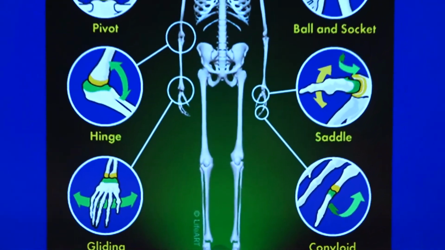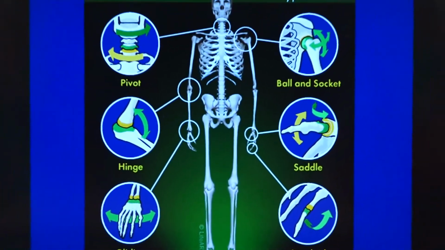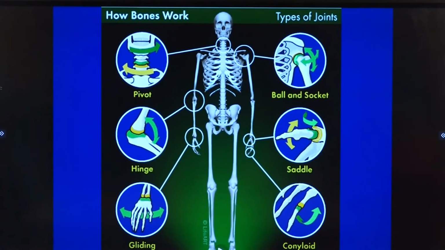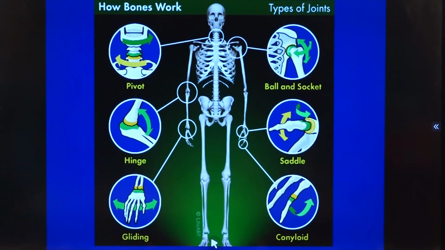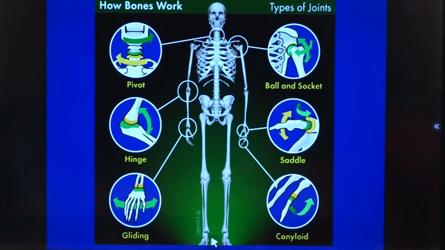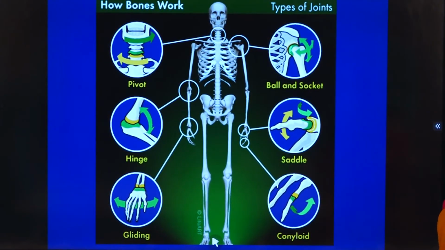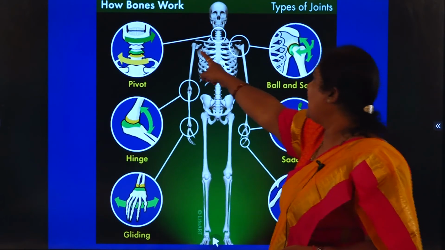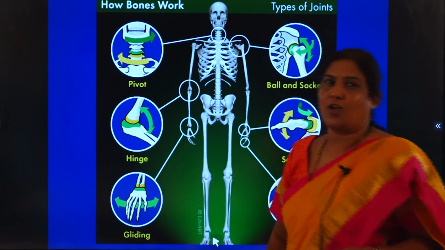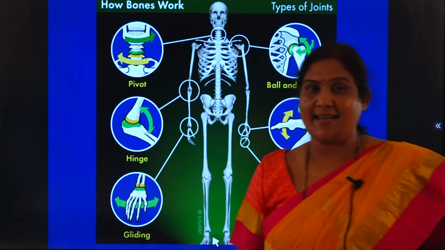Seeing that, pivotal joint, ball and socket joint, hinge joint, saddle joint, gliding joint and condyloid joint. Here I'd be failing in my duty if I don't tell you that in small children, the ball and the socket joints that we are seeing here are very tender.